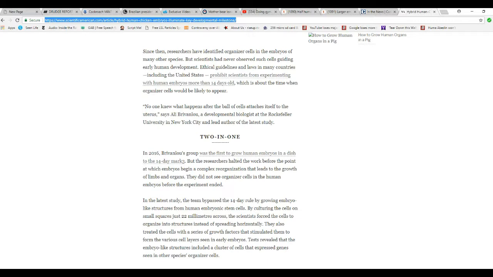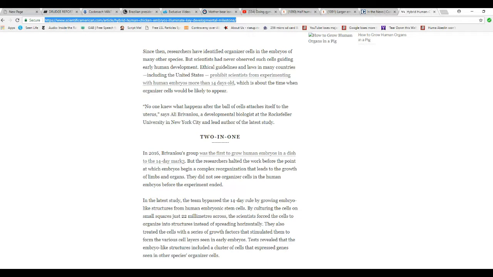In 2016, Rivenlow's group first grew human embryos in a dish to the 14-day mark, but the researchers halted the work before the point at which embryos begin a complex reorganization that leads to growth of limbs and organs. They did not see organizer cells in the human embryos before the experiment ended.